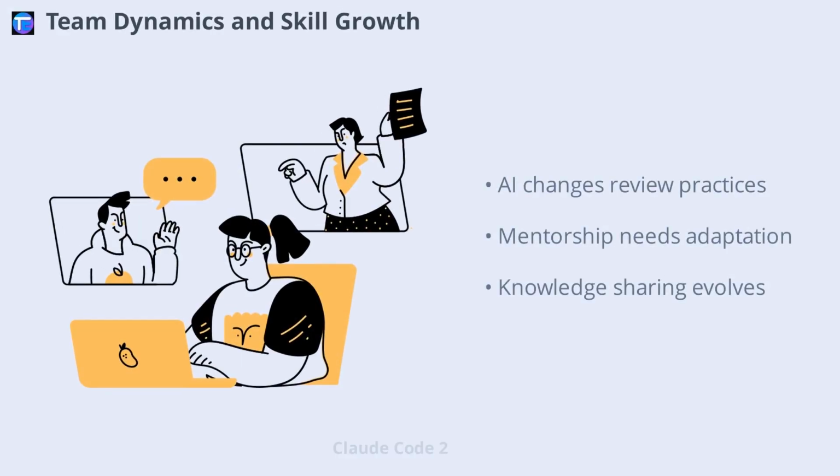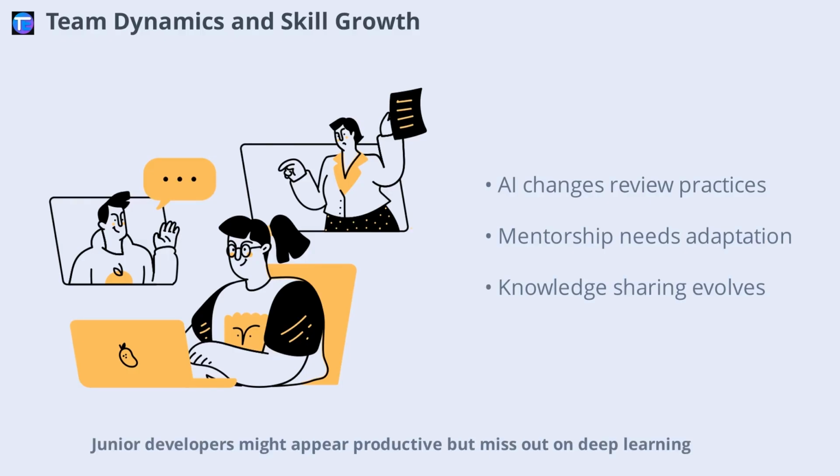Claude Code 2 doesn't just change how code is written. It impacts team dynamics, knowledge sharing, and skill development. When AI generates large portions of code, traditional review practices may fall short. Junior developers might appear productive but miss out on deep learning. Knowledge sharing shifts from informal conversations to AI queries, which can erode tribal knowledge. Teams need to rethink mentorship, review processes, and documentation to ensure long-term effectiveness and growth.